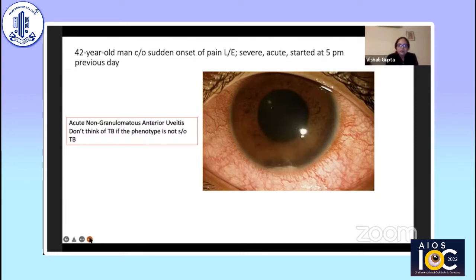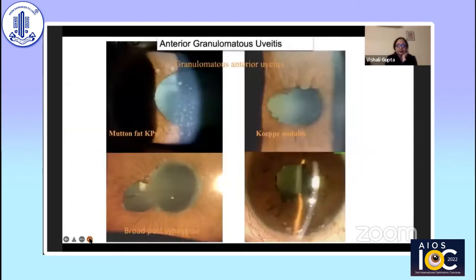For example, this is a 42-year-old man, sudden complaint, decreased vision, and you see there is acute uveitis and hypopyon, and it's a kind of non-granulomatous uveitis. So the first and foremost thing before you think of doing tests for TB or giving anti-TB drugs is to understand whether the phenotype that you are seeing is suggestive of TB or not. For example, this particular phenotype is not suggestive of TB, so don't ever think of ocular TB in such a scenario. So this is a big no to treatment.